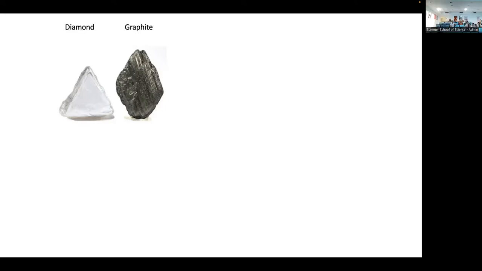The structure of how the atoms align in those. So diamond is so hard because of the special crystal alignment of the atoms inside it, and graphite is softer because of the opposite, right? Yeah, that's a very good answer.